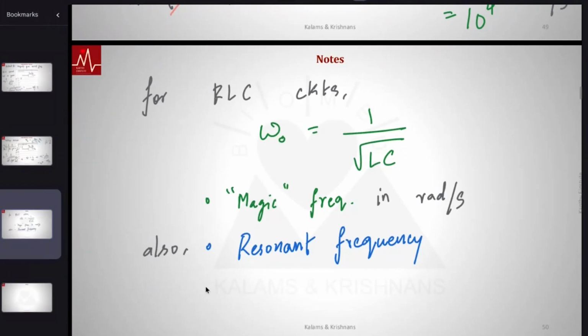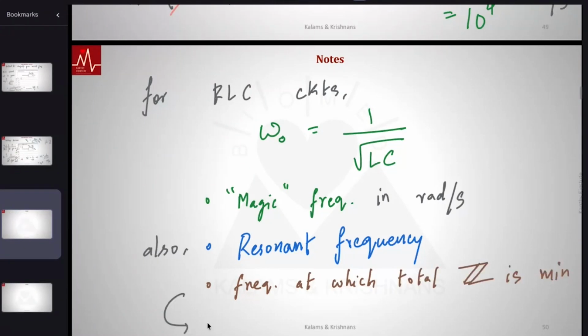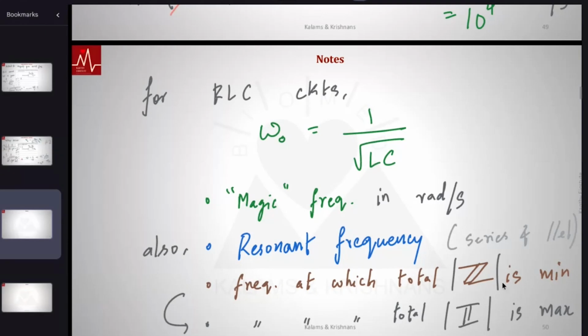This also happens to be the frequency at which impedance is minimum. Frequency at which net total Z is minimum. And that also implies this is the frequency at which total current drawn from the source is maximum. When I say maximum, this is the total amplitude of current. When the resistance is the least, current flow is the highest, right? So current is best. So it shows up in many places. And this is both series and parallel, and there are many interesting details associated with it.